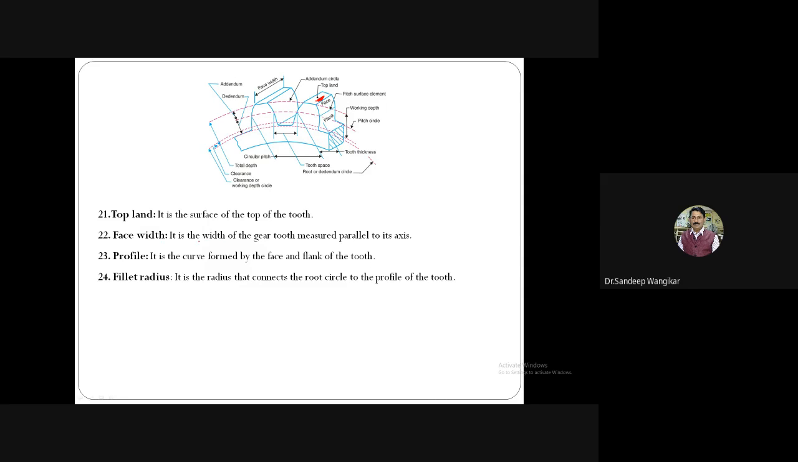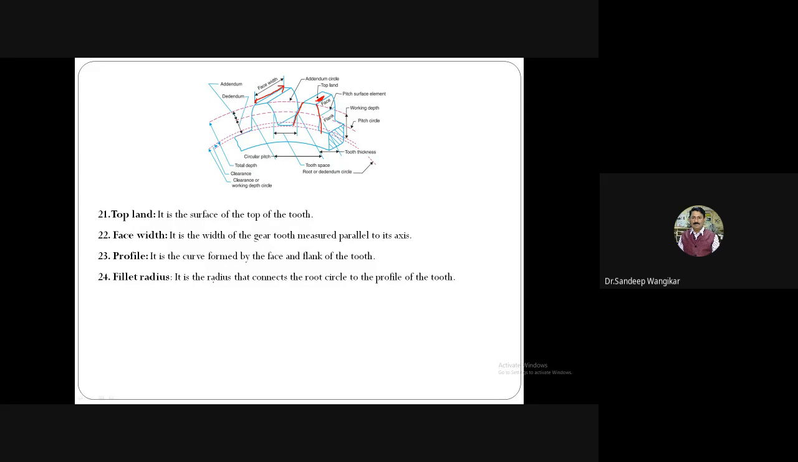Face width. It is the width of gear tooth measured parallel to axis. Very important. Measured parallel to axis. Once again, I am highlighting. So this is the face width. Face width is one of the important parameters in gear calculation for all types of gears. Profile. It is the curve formed by the face and flank. So this is face and flank. I will try to highlight. So this is the profile, whatever you are observing here, this is the profile.